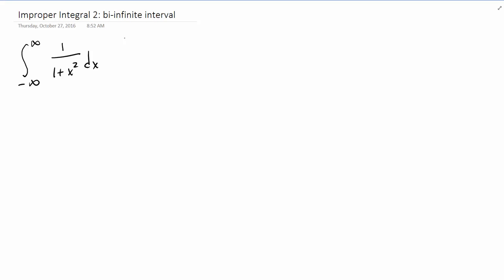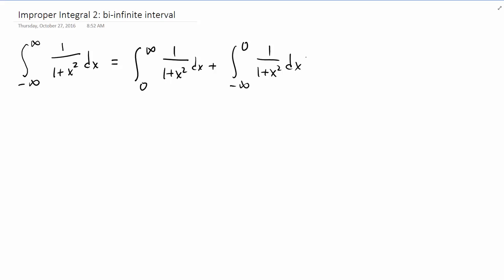Now, by definition, this can be split into two improper integrals, one from 0 to infinity of 1 over 1 plus x squared dx, plus the integral from negative infinity to 0 of 1 over 1 plus x squared dx. Of course, we can also split this integral at, say, 1, into 1 to infinity and negative infinity to 1, but 0 is the most convenient point. Soon we will see. So now we have two limits to calculate.